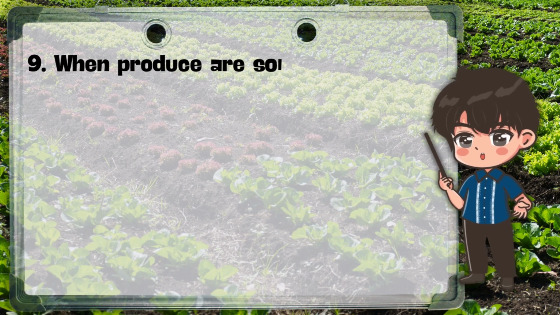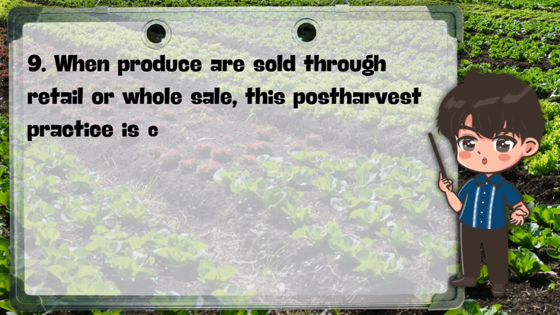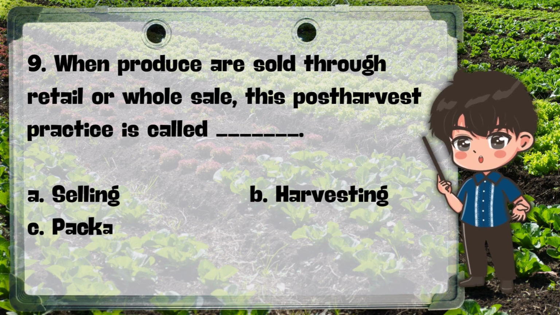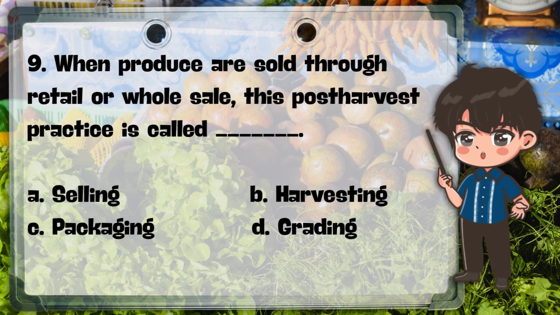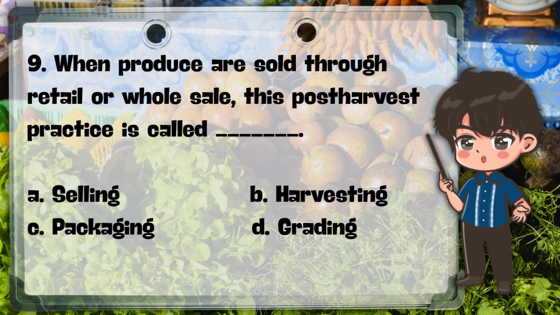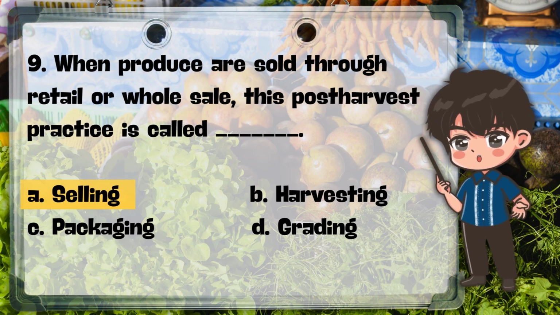Number 9. When produce are sold through retail or wholesale, this post-harvest practice is called blank. A. Selling. B. Harvesting. C. Packaging. D. Grading. And the correct answer is yes, very good, it is letter A, selling.